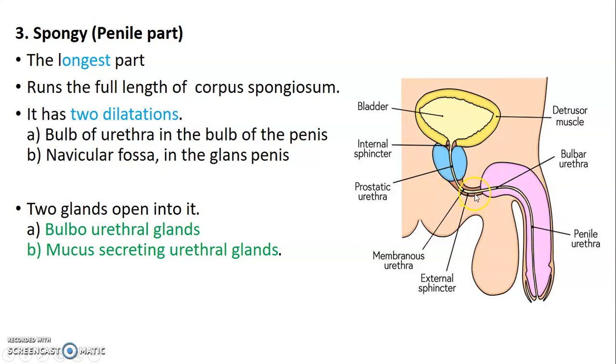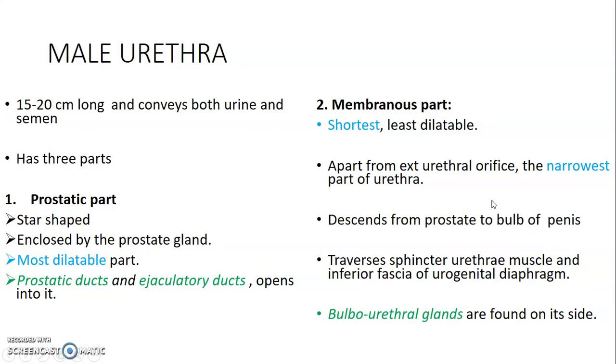So the prostatic part is the widest and most dilatable, while the membranous part is the narrowest, and it's usually enclosed by the external urethral sphincter. It's the narrowest, shortest, and least dilatable, while the prostatic is the most dilatable.